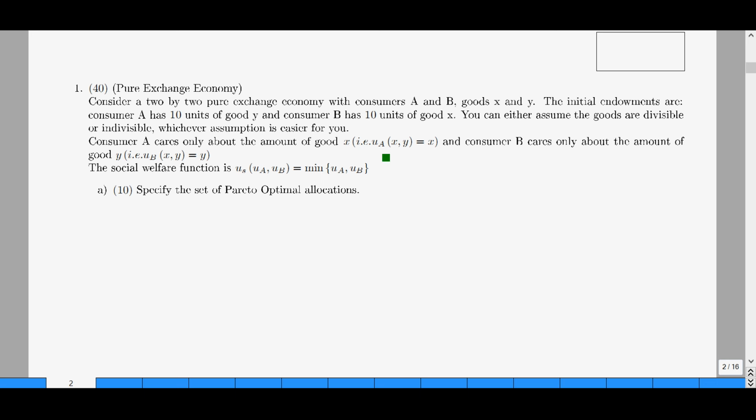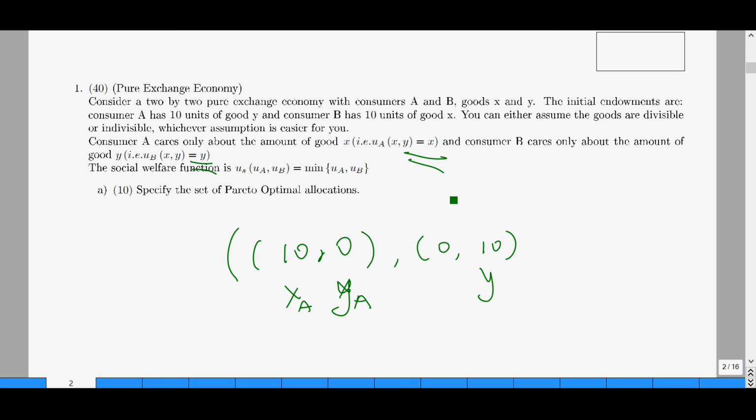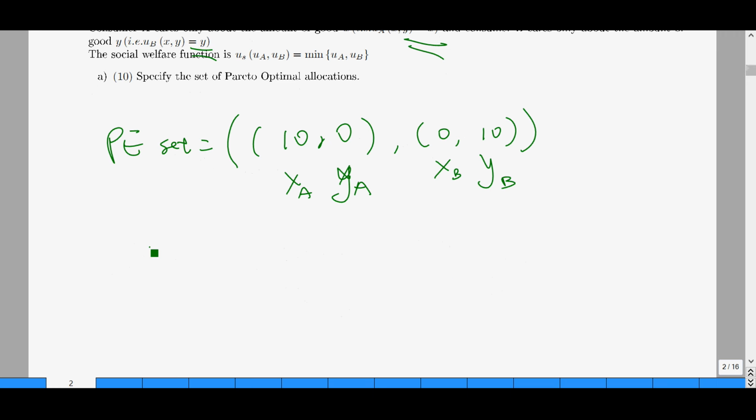Person A only cares about X, person B only cares about Y. So the only obvious possible thing is person A gets all the X, person B gets all the Y. So you can just write this down. And as I said, you would need some kind of explanation.